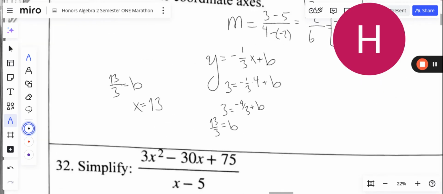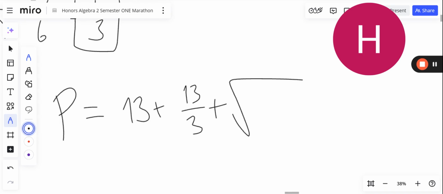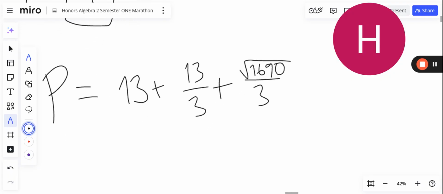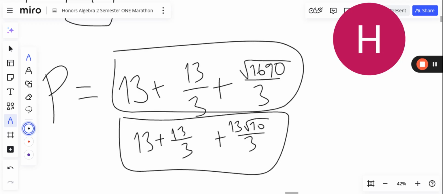So the total perimeter of the triangle is going to be 13 plus 13/3 plus square root of 1690 over 3. And I guess if they really want you to simplify this, you can call it 13 root 10 over 3 plus 13/3. But that's just getting really down to the nitty-gritty. Either one of these is, I'm sure, fine.